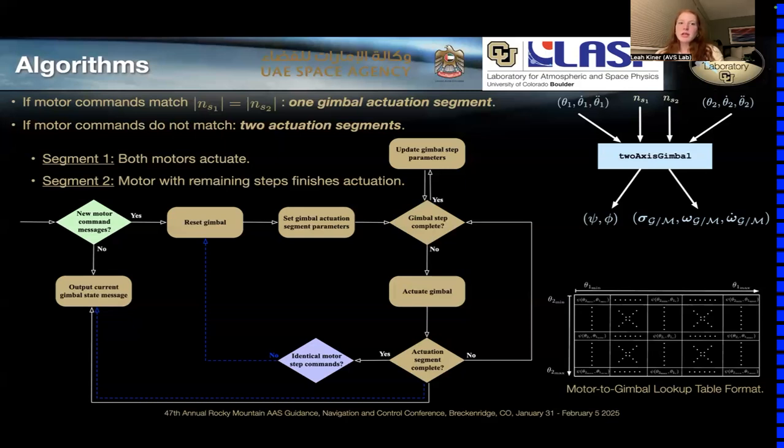And then if the motor step commands do not match, then we have two actuation segments where that first actuation segment is what I just discussed, but in the second segment, the motor with the remaining steps needs to finish its actuation. And so the gimbal will then move the same number of steps as that motor with the larger number of steps. And so that algorithm flow is shown here, and more details are also provided in the paper.